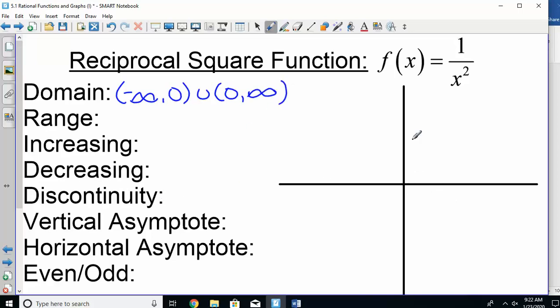Okay, let's graph this. If I put in a 1, 1 over 1 squared is 1. If I put in a 2, I get 1 over 4. If I put in a 1/2, it actually gives me out 4. So this piece looks similar, it's just a little bit steeper because of the square.